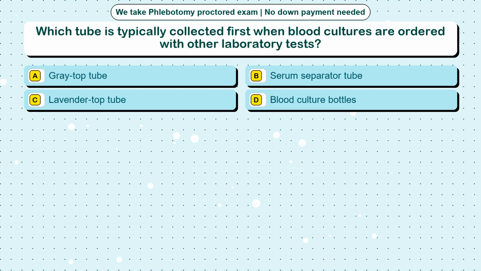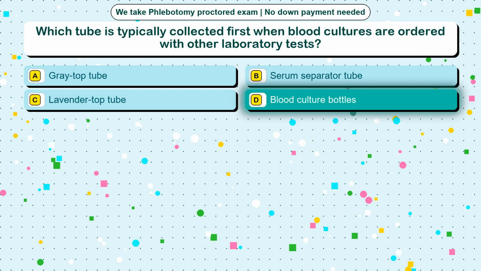Question 25. Which tube is typically collected first when blood cultures are ordered with other laboratory tests? Option A. Gray top tube. Option B. Serum separator tube. Option C. Lavender top tube. Option D. Blood culture bottles. The correct answer is option D.